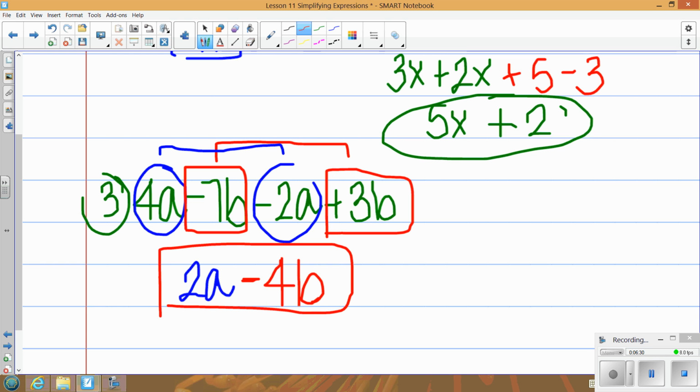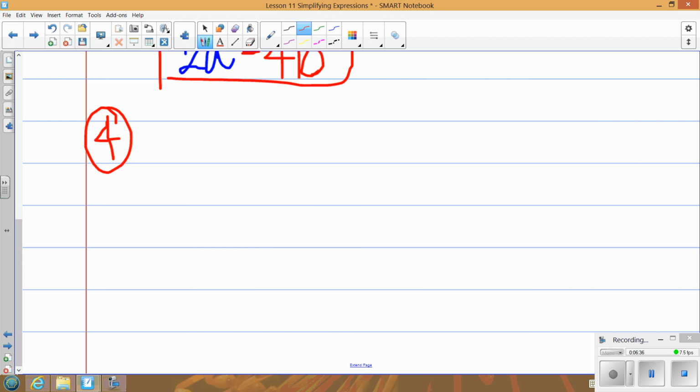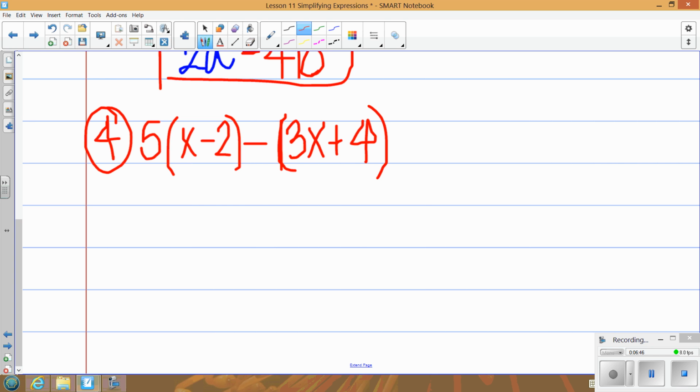And let's look at one last one of these. So we're just going to simplify. So we have 5 times x minus 2 minus 3x plus 4. First thing, we have to use the distributive property. We have to get rid of these parentheses. Same with this negative. Remember, it's like thinking of a negative 1 out in front.